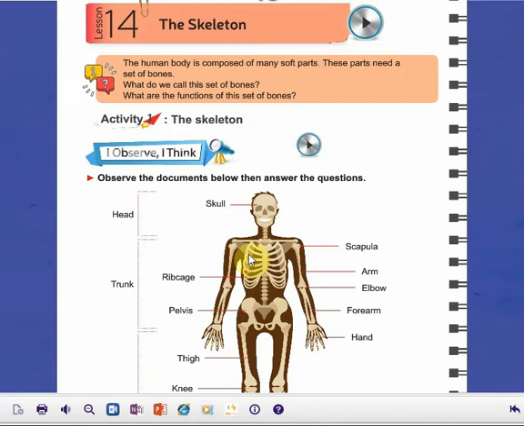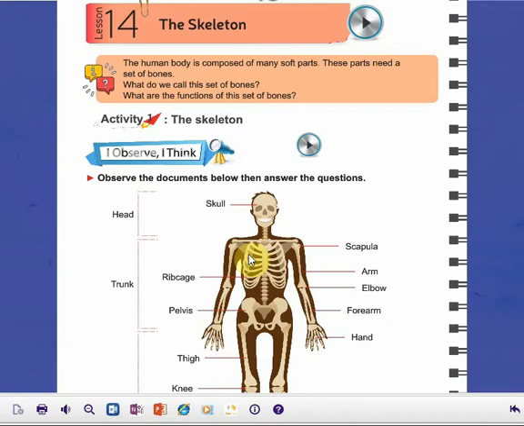In this session, we are going to study about the skeleton. You know that our body is composed of many soft parts, many soft organs or delicate organs like the heart, the lungs, and the spinal cord. These parts need a set of bones to be protected because they are delicate and soft. Delicate يعني دقيق and soft, so they need a set of bones to be protected. In this session, we are going to recognize what we call this set of bones and what's the function of this set of bones.